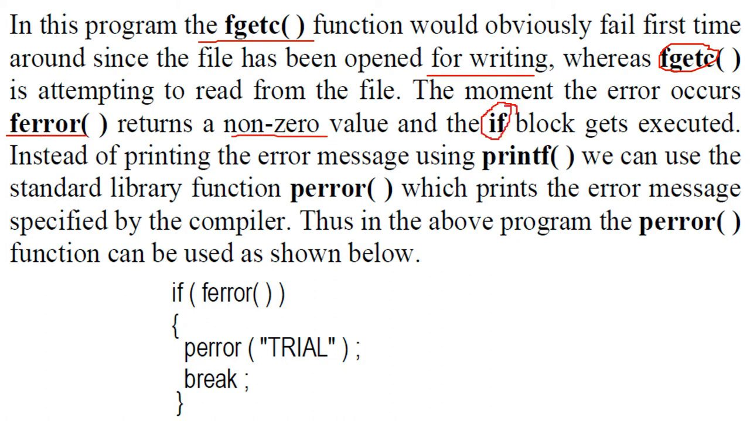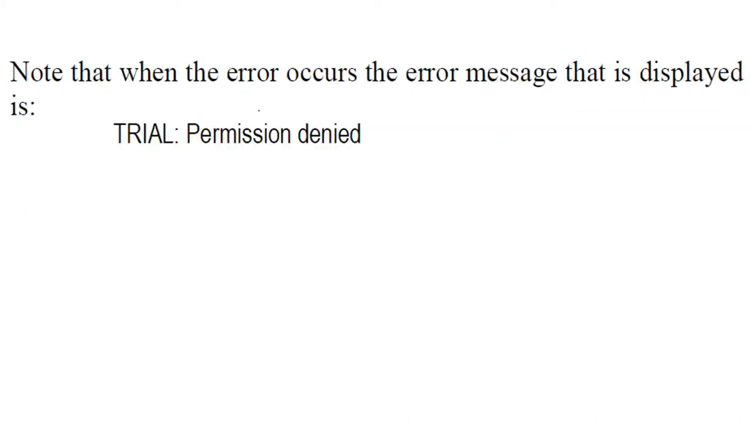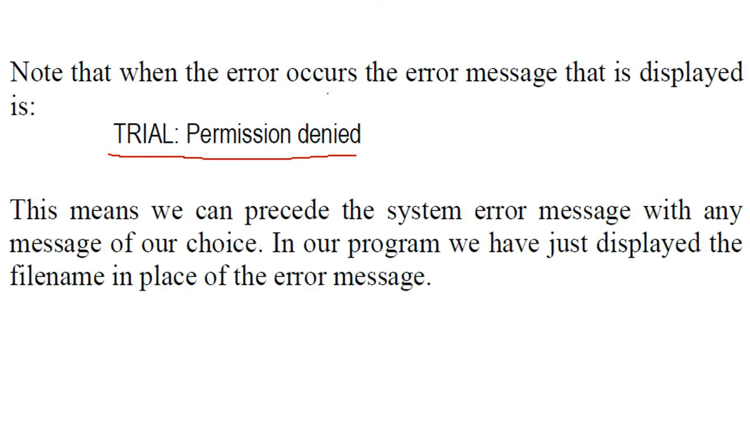So instead of just printing the error message using printf, we can again use a standard library function, perror, which prints the error message specified by the compiler. So this program using perror will run like this: if ferror, then perror, trial, and break. Just see that when the error occurs, the error message is displayed like this. So this means that it will precede the system error message with any message which you want to give. Okay.